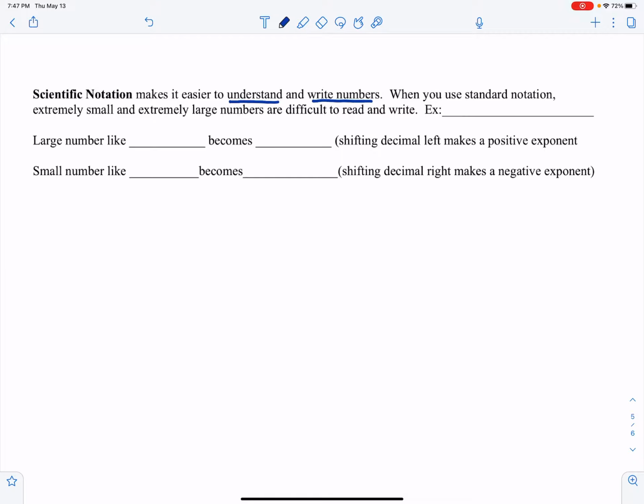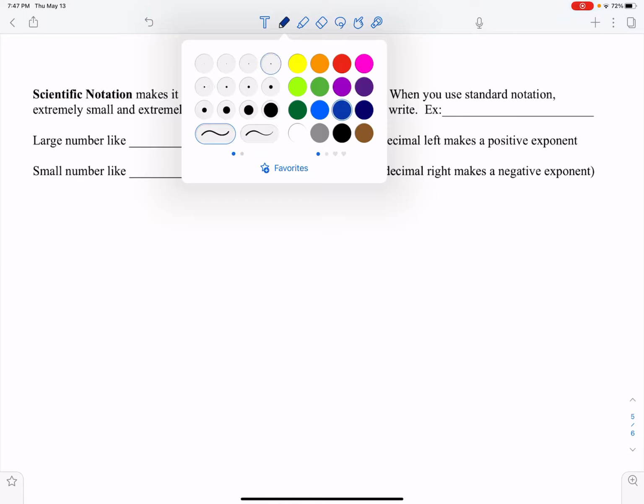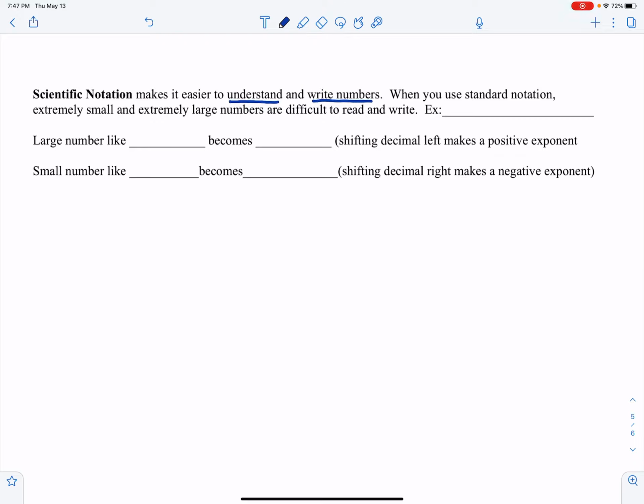Scientific notation makes it easy to understand and to write numbers. Standard notation is the kind of notation we traditionally use when we're writing out something that has a lot of numbers in it. It might look something like that. Or it might look like, sorry, I'm going to put a few more zeros in here.